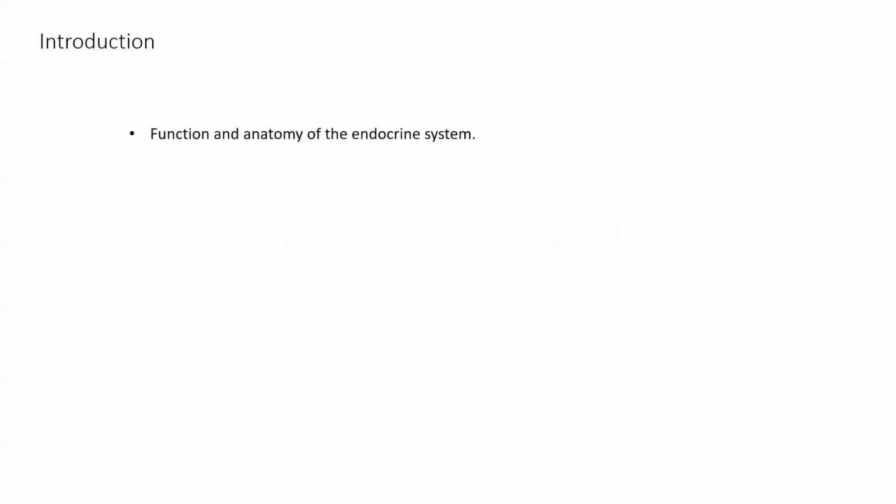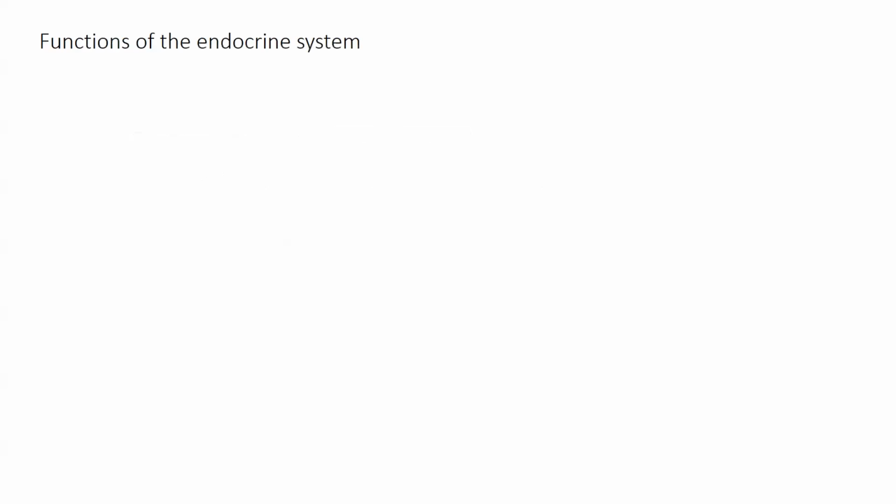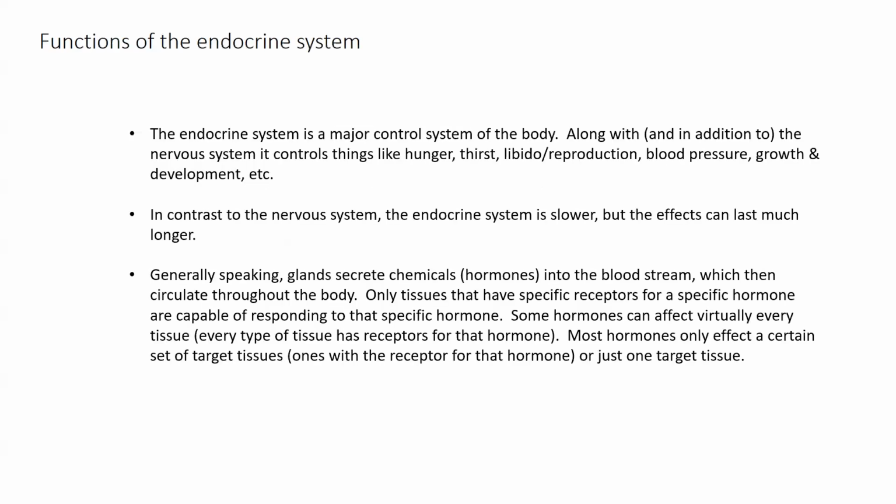So again, I'll talk about the function and anatomy of the endocrine system briefly, and then I'll go over the word parts that are associated with the endocrine system and give you some examples. Of course, there are plenty more terms that you'll have to know for the exam, besides what I go over. So what's the function of the endocrine system? Well, it's almost too complex to really talk about. There are so many different functions.